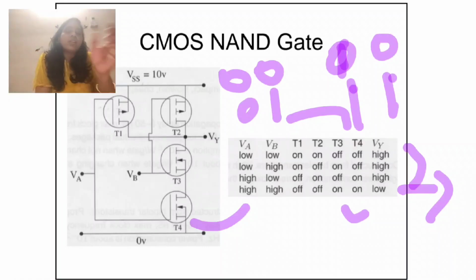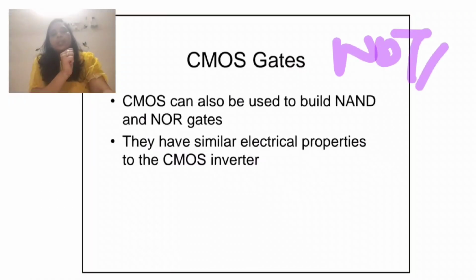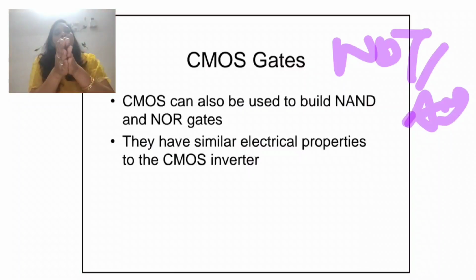Next, let us see the number system, how we can store the information, as well as how we can perform calculations by using these gates. Next, the complementary oxide semiconductor gates are used to build the NAND gate. NAND gate means NOT plus AND gate, a combination of both. And NOR gate means NOT plus OR, a combination of NOT plus OR gates.